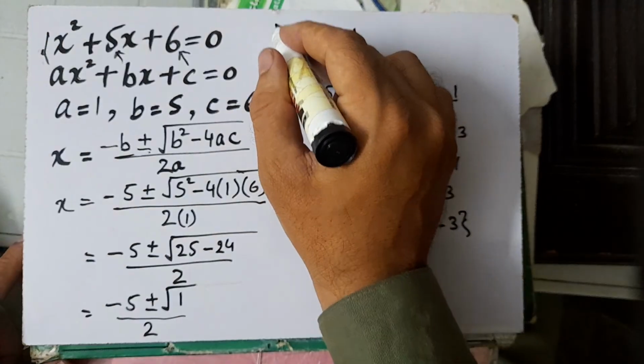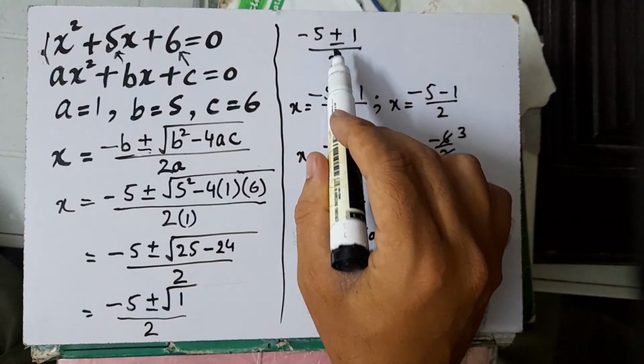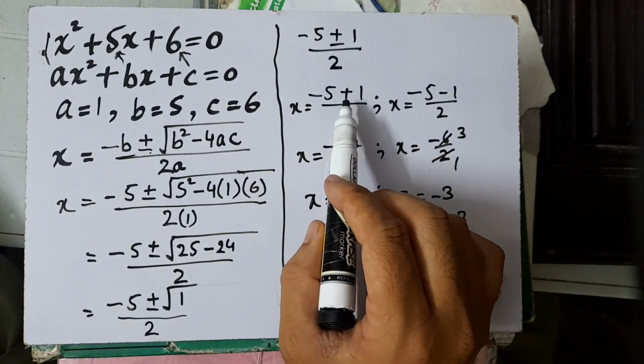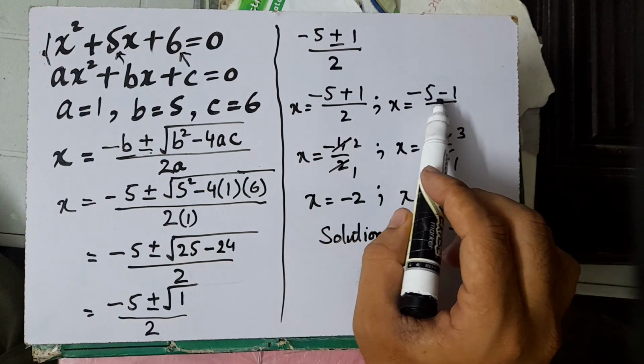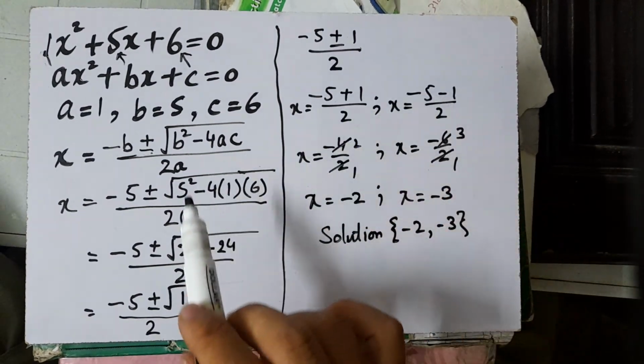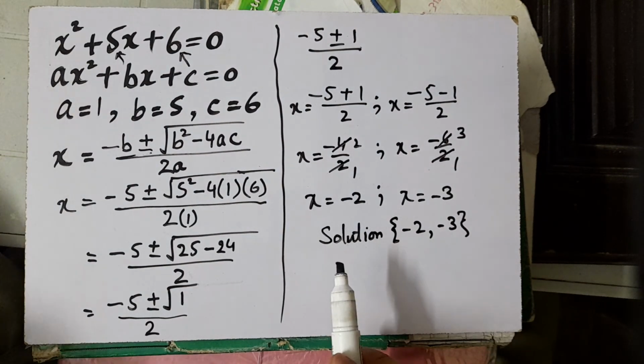Now in this step over here, you can see it's plus minus, so I wrote this fraction once with a positive sign and once with a negative sign. So in every quadratic equation, this needs to be done like that.